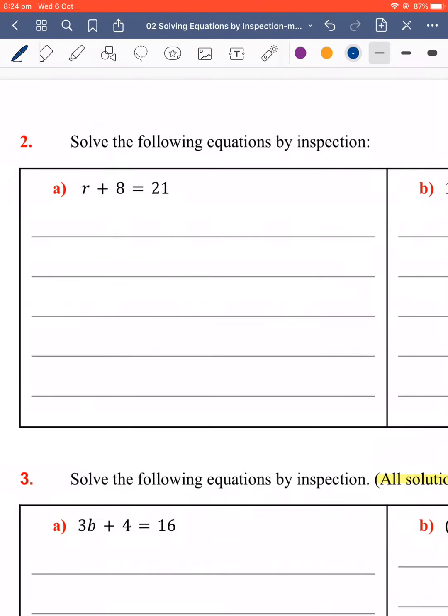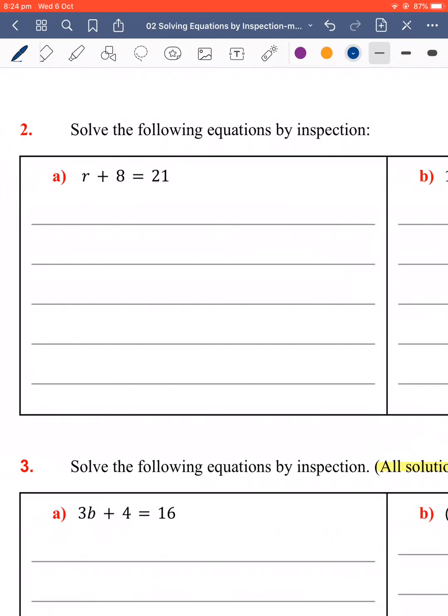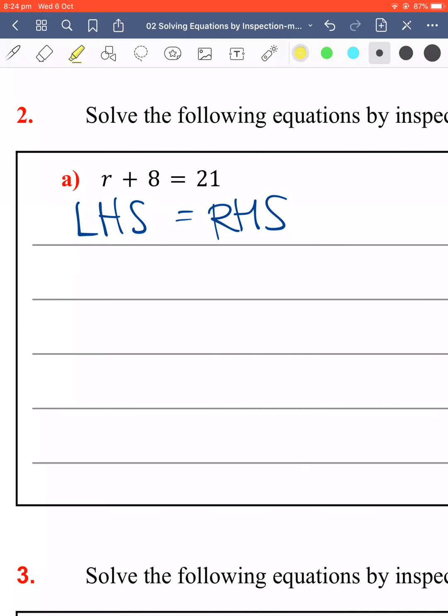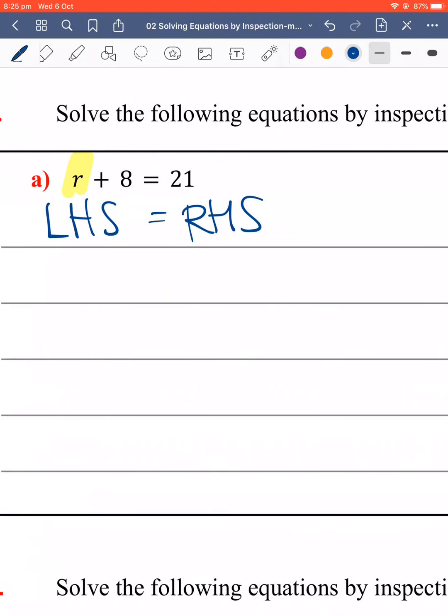And again, let's continue. We've got a couple more to do. So solve the following equations by inspection. So for this one, again, I have to have my left-hand side equaling my right-hand side. If I am doing this, so R is the thing I want to find out, okay? And it says something plus 8 gives me 21. So if I try maybe 10 plus 8, that gives me 18. So keep going. Let's try 12 plus 8. No, it only gives me 20.